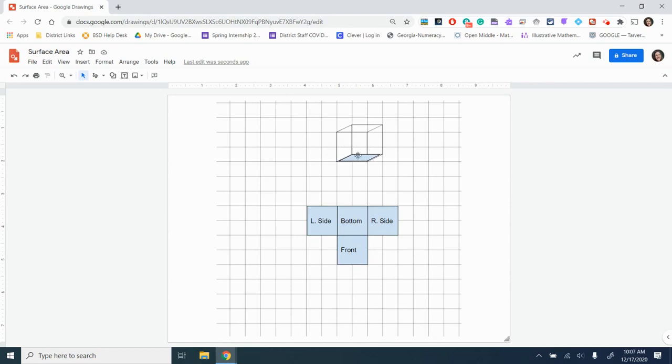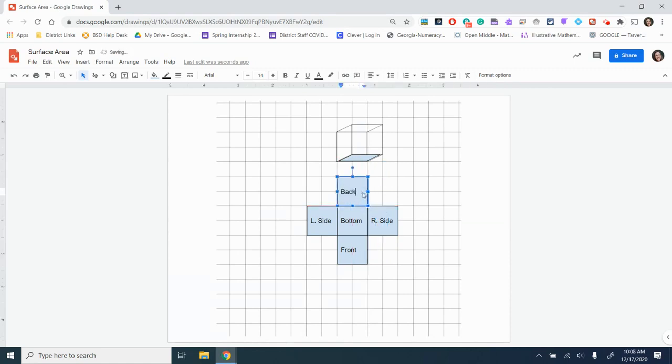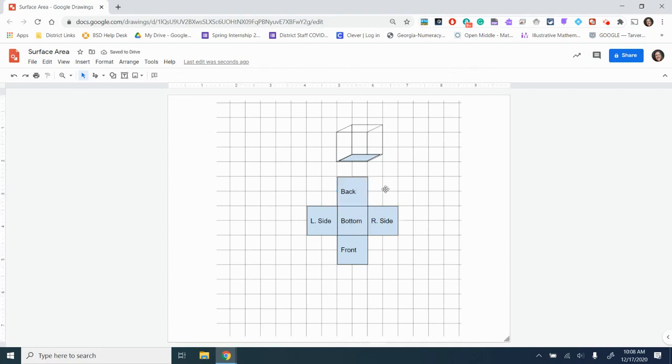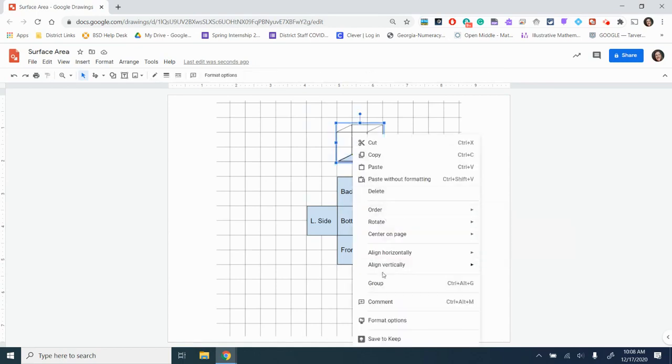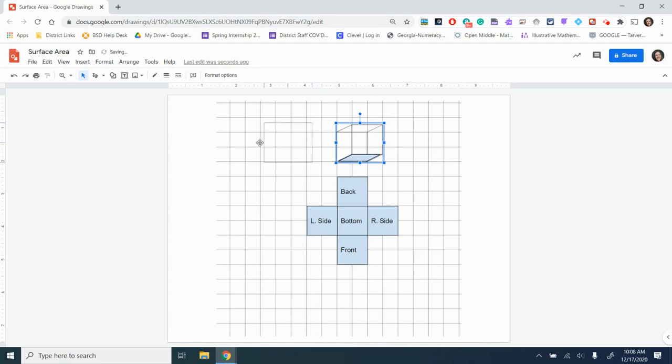So what do we have left? Well, I've got the back edge of the bottom, and that's shared with the back face of our cube. So I'm going to go ahead and add that in here. All right, and we have one more face. I'm going to have to move this, so let me get this all grouped together so it can stay as one. And we're going to move that over here, and let's get it back on the grid lines there.